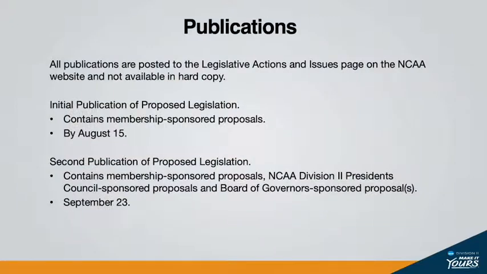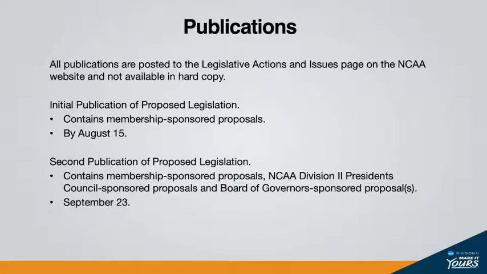As a note, similar to last year, all publications will only be posted to the Legislative Actions and Issues page on the NCAA website and will not be available in hard copy. The first is the initial publication of proposed legislation, or the IPOPL. This is produced every year by August 15th and contains the membership-sponsored proposals that were properly sponsored by the July 15th deadline. This year, the IPOPL was released on August 13th.